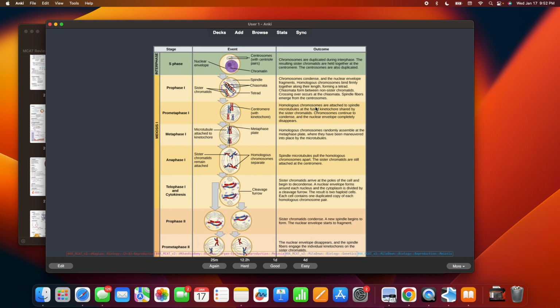Here, homologous chromosomes are attached to spindle microtubules. So these spindle fibers are microtubules. They're made out of tubulin. If you remember, tubulin is a dimer. So in microtubules, we have 13 alpha and beta tubulin units, right? And so the homologous chromosomes are attached to spindle microtubules at the fused kinetochore shared by the sister chromatids.